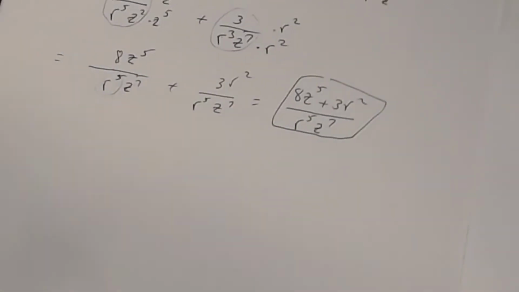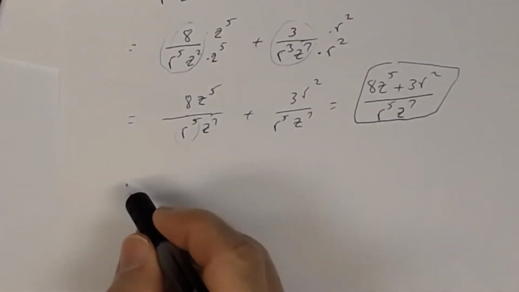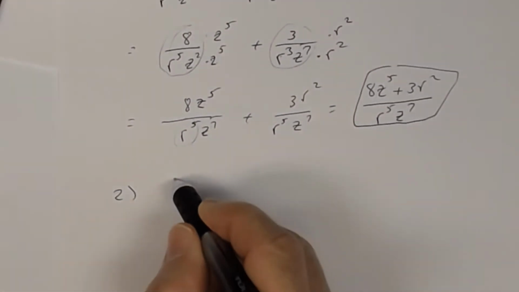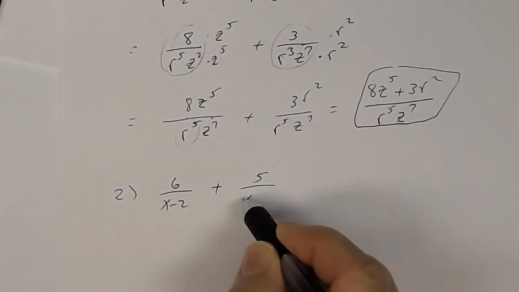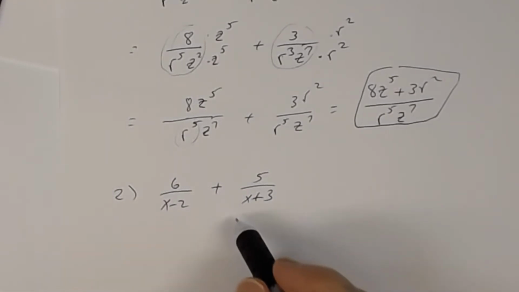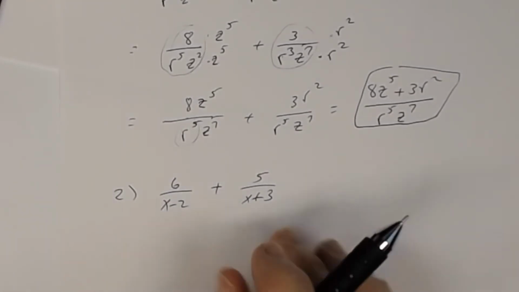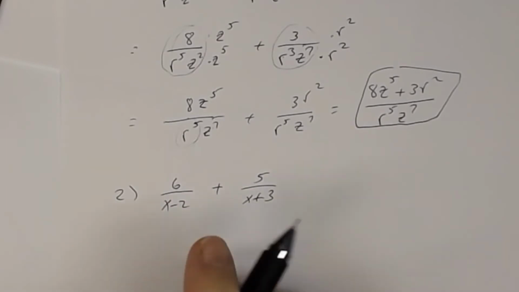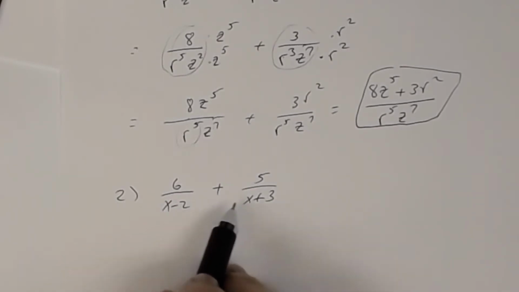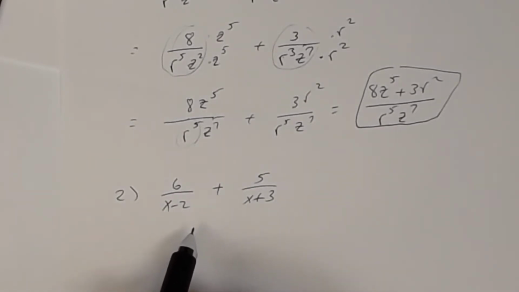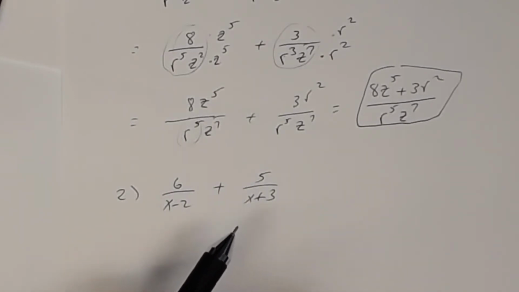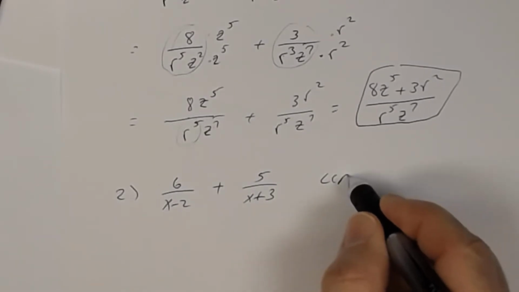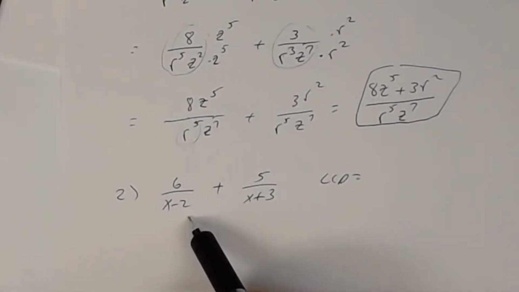Number 2. When we look at number 2, we have 6 divided by x minus 2 plus 5 divided by x plus 3. Notice that the first thing you want to do when finding the least common denominator is always make sure that your denominators are factored completely. So x minus 2 and x plus 3, there's nothing much else I can do with those. So now I can find the LCD. Your least common denominator must include every factor that's in your denominators.